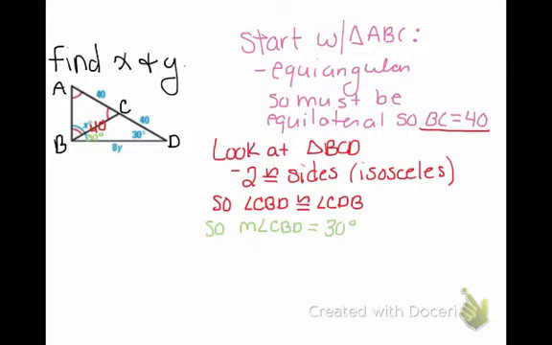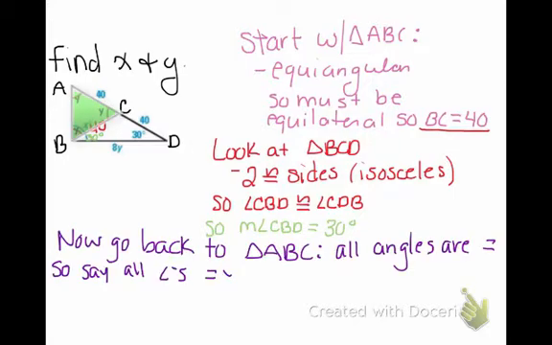So we found part of the angle ABD. So we found part of what x is going to be. Now we need to figure out the other part. So now let's go back to triangle ABC. Since we knew that our triangle was equiangular, all of the angles must be the same. So let's say that the measure of any of our angles in this triangle is going to be y, just some variable.